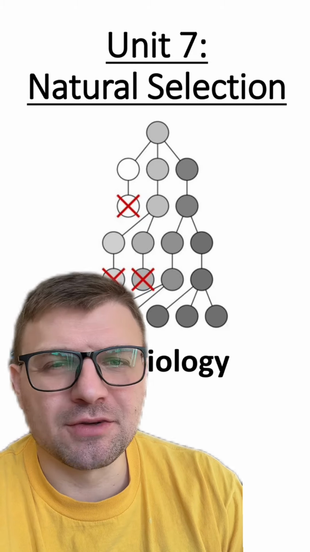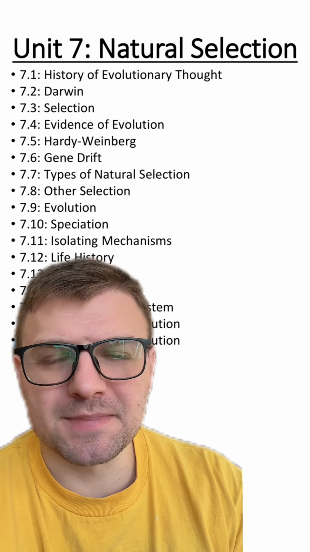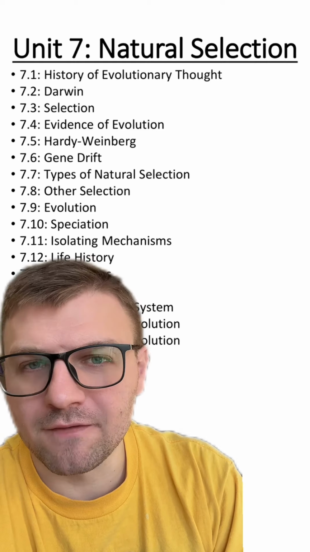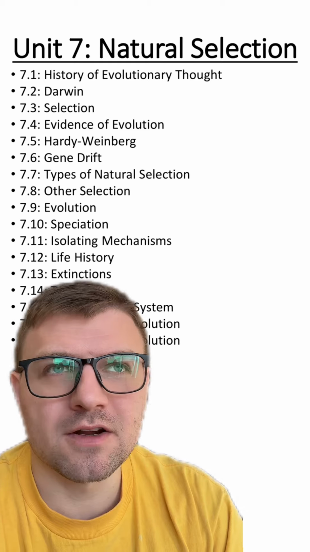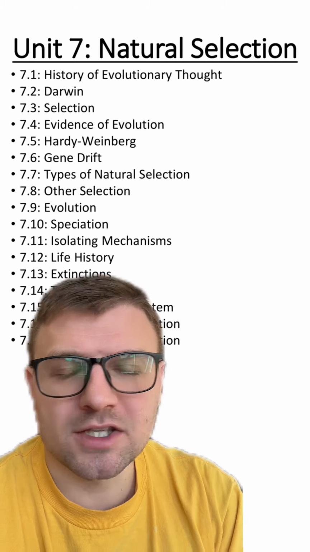Hello, AP Biology students. Let's go over the 8th section in Unit 7. In this section, we're going to talk about other types of selection. Up until this point, we've been talking about how evolution works through artificial and natural selection. There are other types and processes within evolution and selection, so we're going to talk about those in this section.